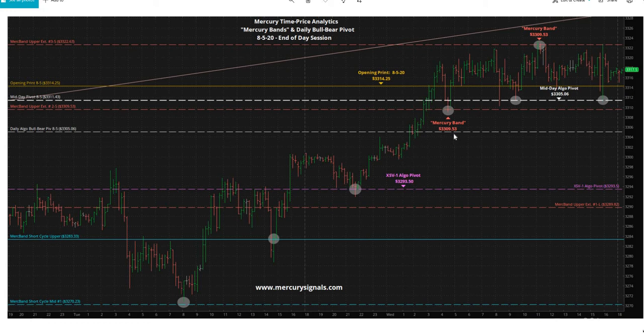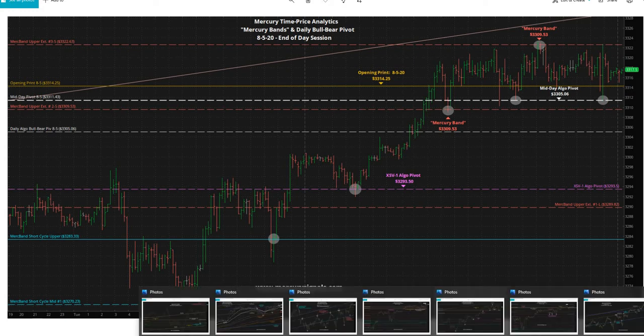I'm going to come back to the concept of the daily bull bear pivot in just a minute. Remind me in just a minute. Not you. I can't hear you, of course. Chart. What is the next one?